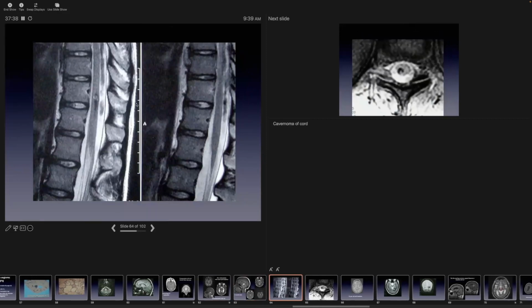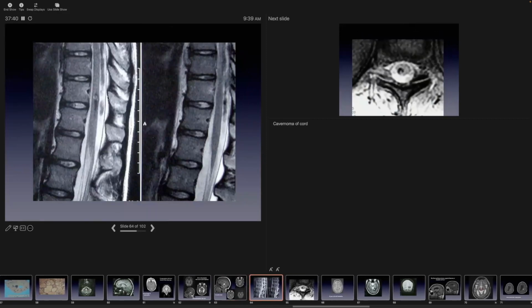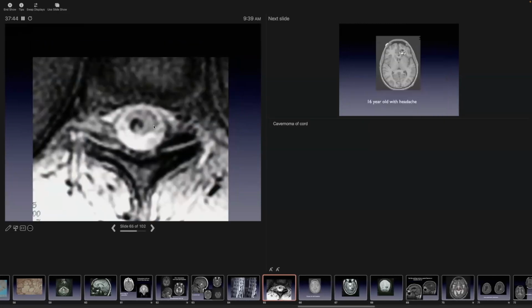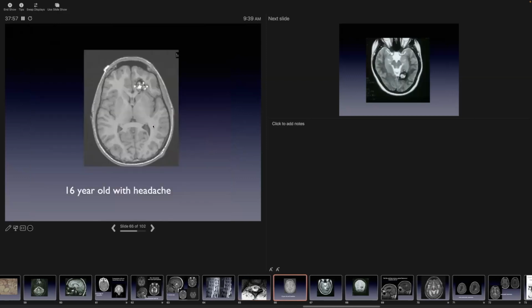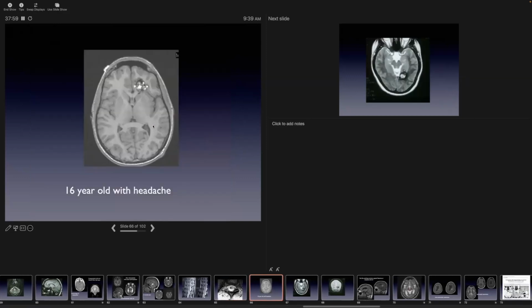Cavernomas can also occur outside the brain. This was a spinal cord cavernoma that we followed for some years and was unchanging. These usually don't require surgery. Again, people try to avoid that for the risk of surgery, but in rare cases may require that. But just be aware, the appearance will be pretty much the same in the spinal cord.